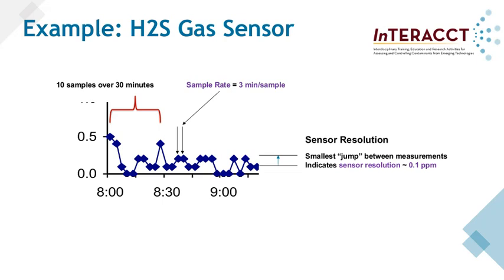So the smallest jump, so to speak, between concentration measurements and therefore the hydrogen sulfide concentrations, they have to increase or decrease by at least that amount to show up as a different concentration from the previous reading. In this case, that jump is equivalent to 0.1 parts per million. Again, the question now is whether that resolution is good enough for the situation monitored.